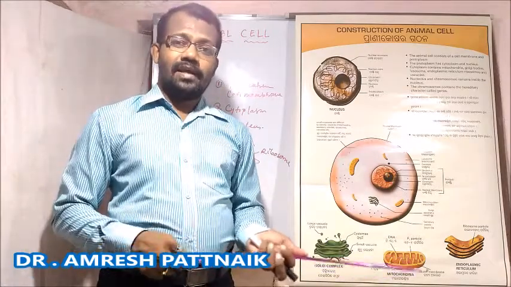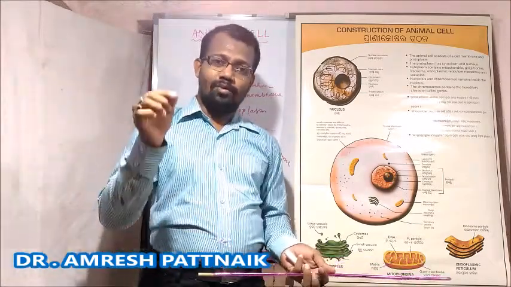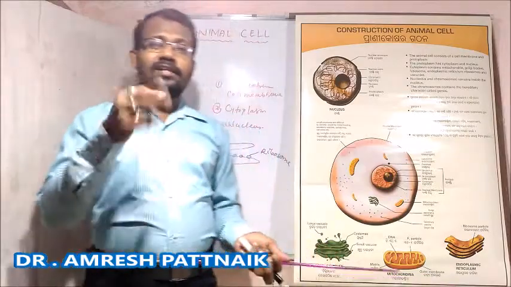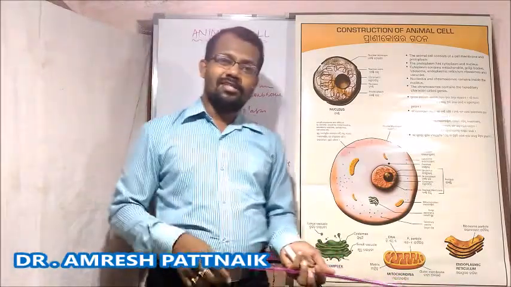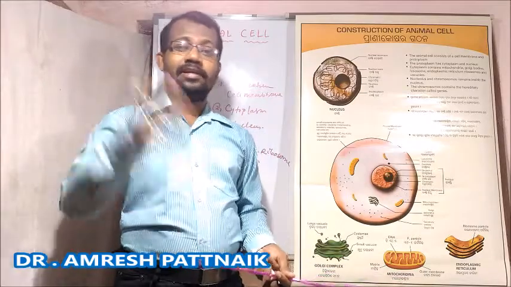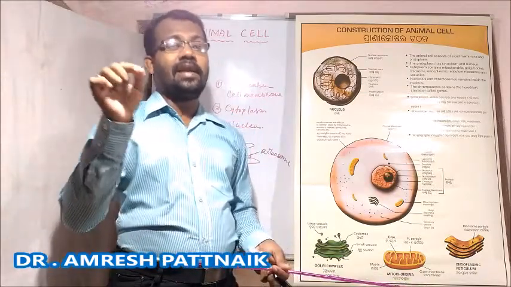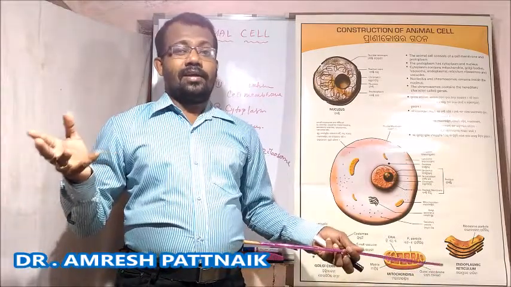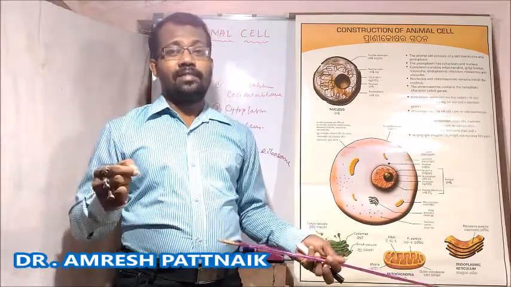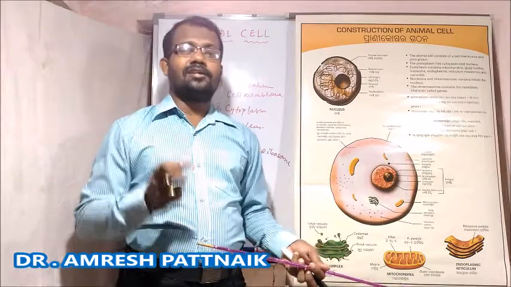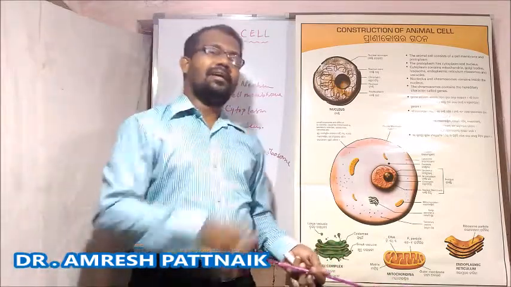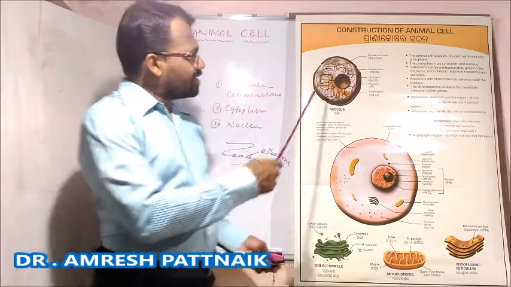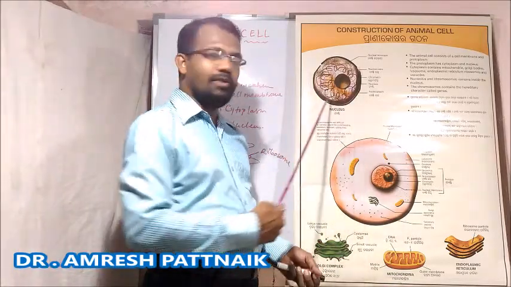As we know, inside the cell, the nucleus is there. Inside the nucleus, the chromosome is there. Inside the chromosome, the DNA is there. Inside the DNA, the genes are there. So directly or indirectly, the chromosomes help in transmitting the characters of parents to their next generation, or their offspring. So we can say this is all about the nucleus.